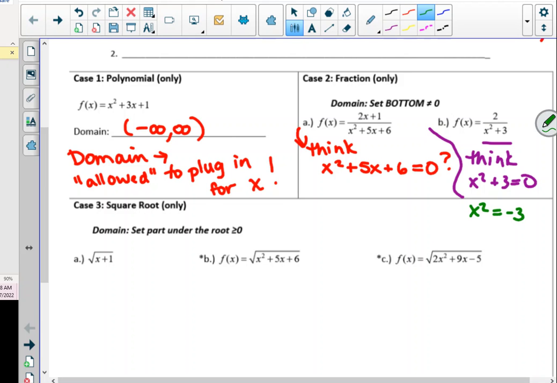Now, in terms of real numbers, that can't happen. Positive numbers squared make positives. Negative numbers squared make positives. 0 squared makes 0. There isn't any real number that I can square and get -3. I would need an i, an imaginary number, to make that happen. So there's no solution to that. There's no way to make the denominator 0.